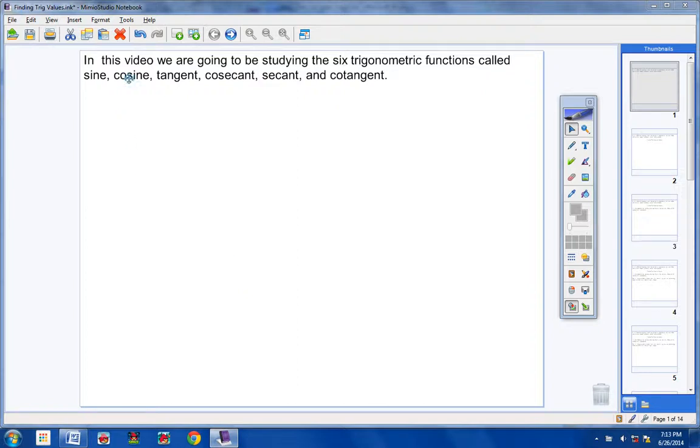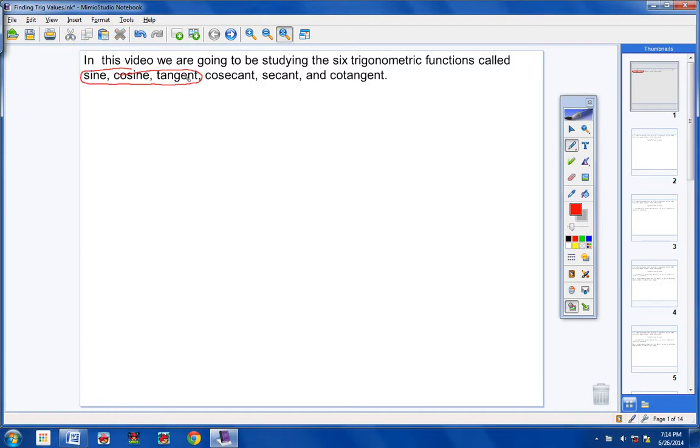Pre-cal students. In this video, we are going to be studying the 6 trigonometric functions called sine, cosine, tangent, cosecant, secant, and cotangent. Now, most geometry classes cover these 3 right here, so those should sound familiar to you. Maybe some of you have had these 3. I would think most of you have not, okay? But these are what we call the 6 trig functions. And we're going to look today at finding values of these 6 trigonometric functions.